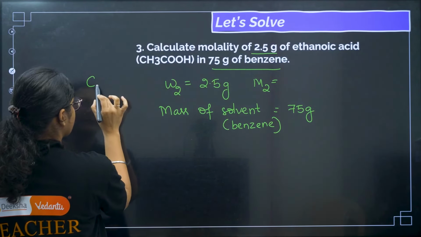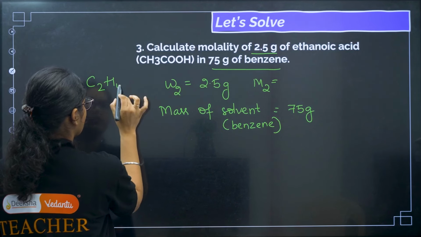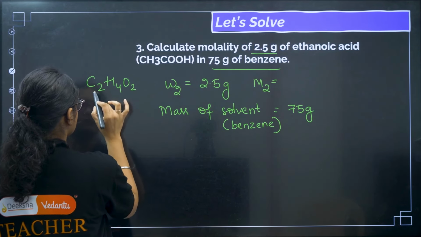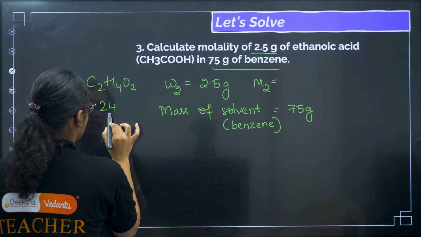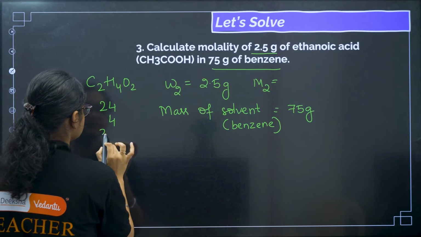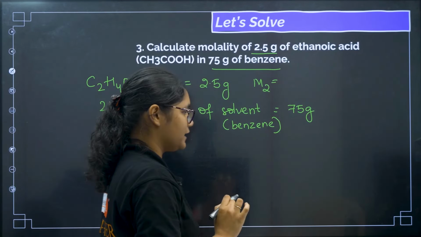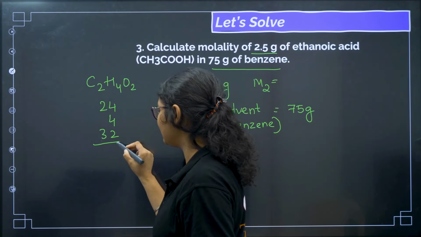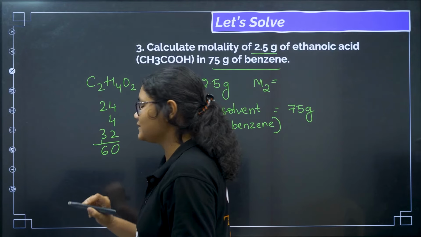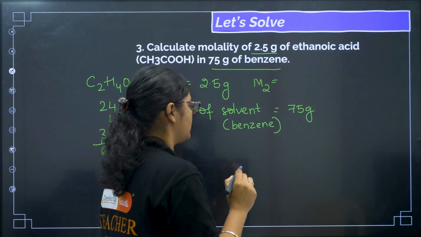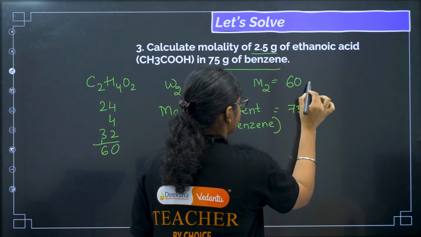Now if I see M2, CH3COOH, so I can write it as C2H4O2. So 12 twos are 24, and then we have 4 here, oxygen is 32, right? So if we add it, how much will we get? 4 plus 4, 8, 9, 10, 3 to 5 plus 1, 60. So I have 60 grams. So molar mass of the solute is 60 gram.